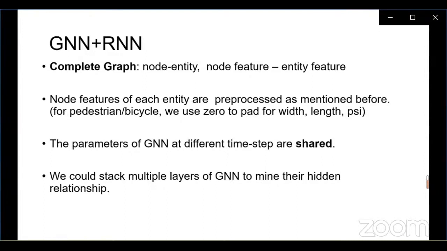Note that for pedestrian and bicycle type, we use zero to pad for radius, length, and psi. Also, note that the parameters of GNN at different time steps are shared, and we could stack multiple layers of GNN to mine their deep hidden relationship. Due to our work being in submission, I'm sorry I cannot give more details about our model.